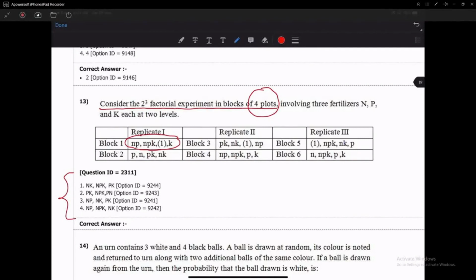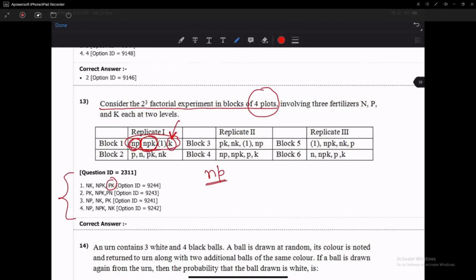let's say, PK. Or you can choose, don't go with the options, just try to check which effect is being confounded in the first replicate. Okay. So we can see that NP is the common member. NP and NP has even number of common member. NP and NPK has even number of common member. NP and 1 has no common member, and NP and K has no common member.